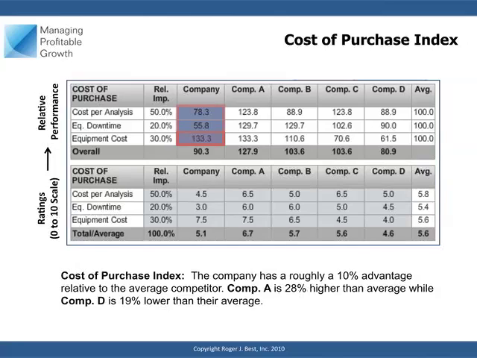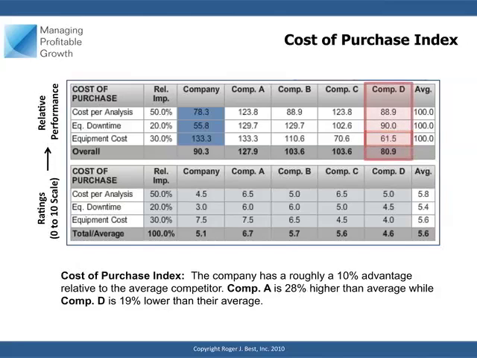However, due to a lower cost per analysis and lower equipment downtime, their overall cost of purchase is 90.3. This means their product is roughly 10% lower in total cost of purchase than their average competitor. As shown, competitor A is almost 28% higher in cost of purchase. Competitor D is roughly 19% lower than its competitors in cost of purchase. Also, competitor D's price is 38.5% below competitors.